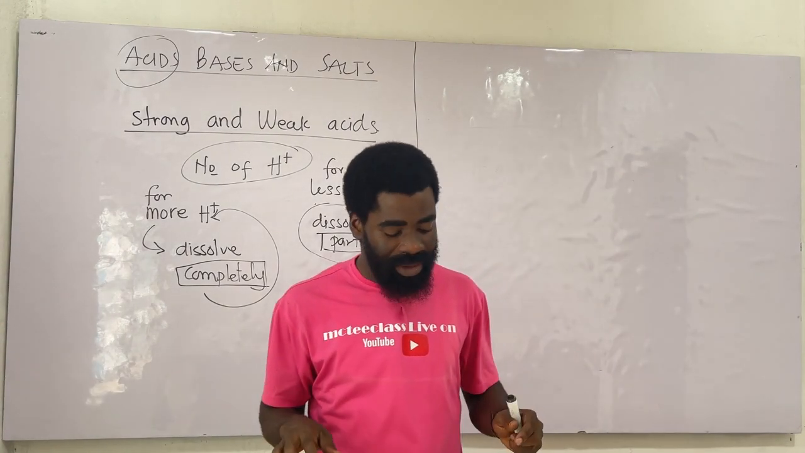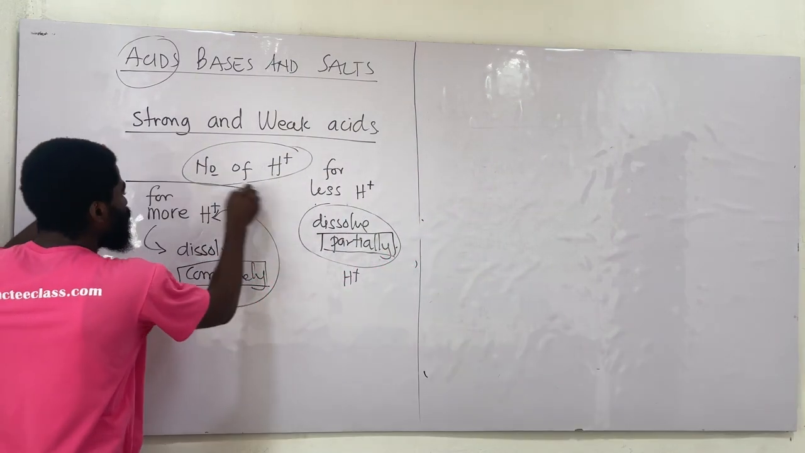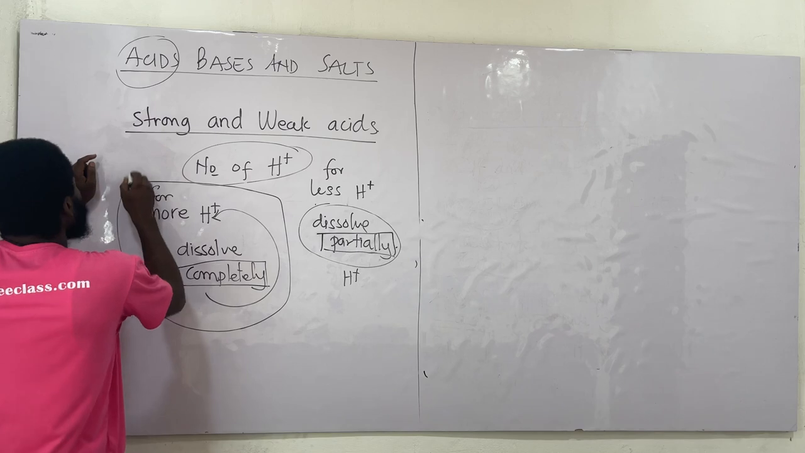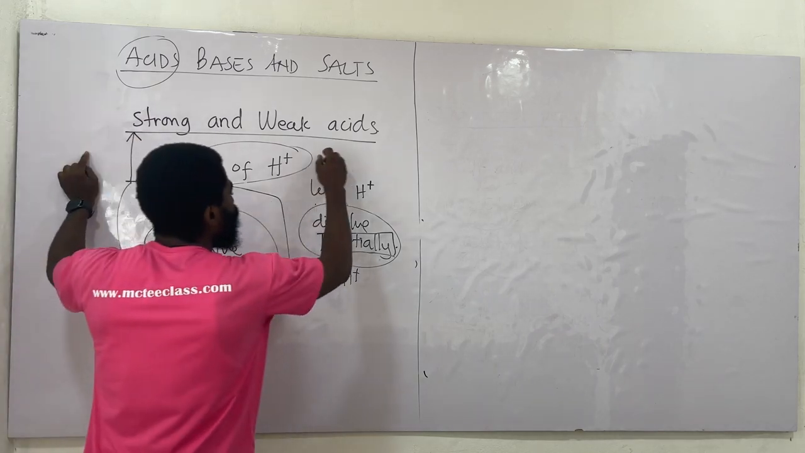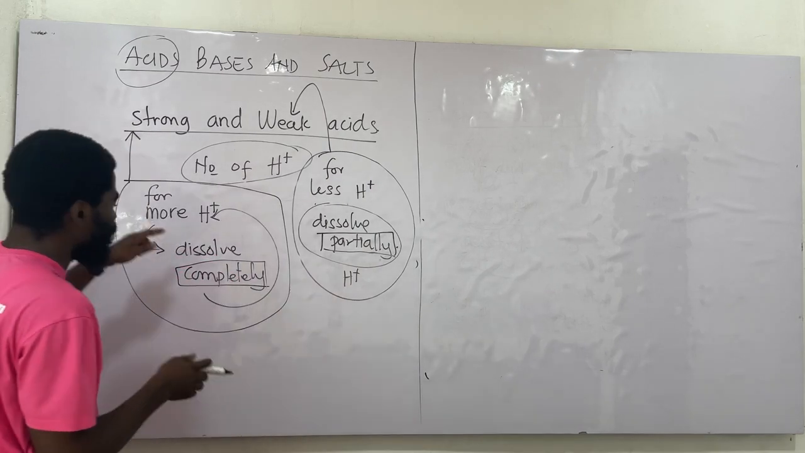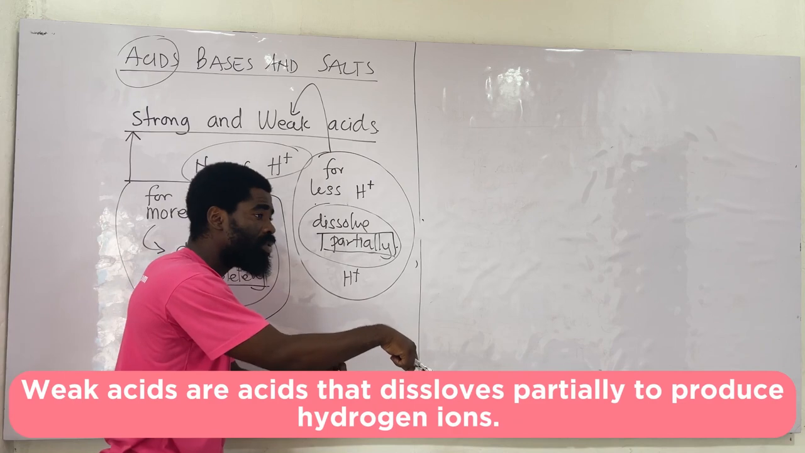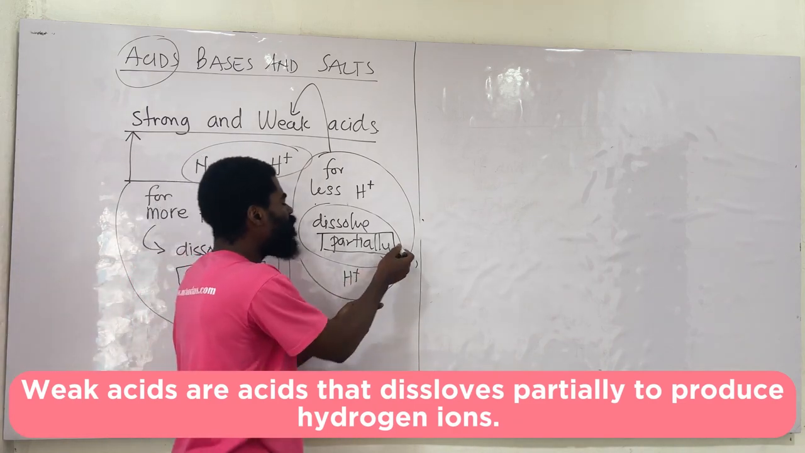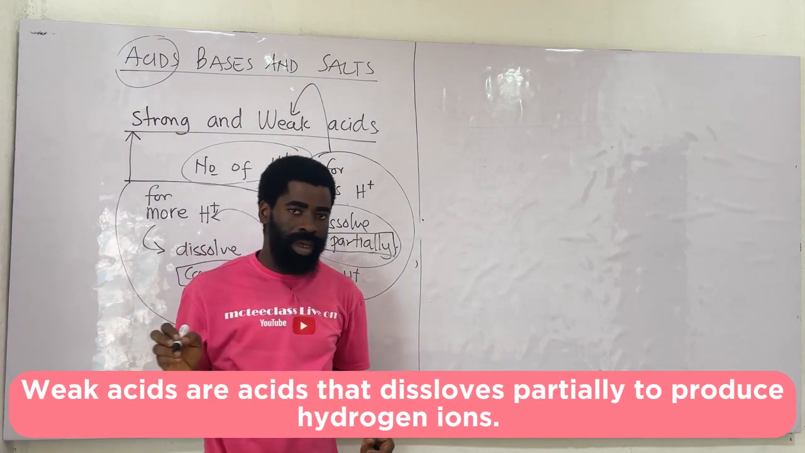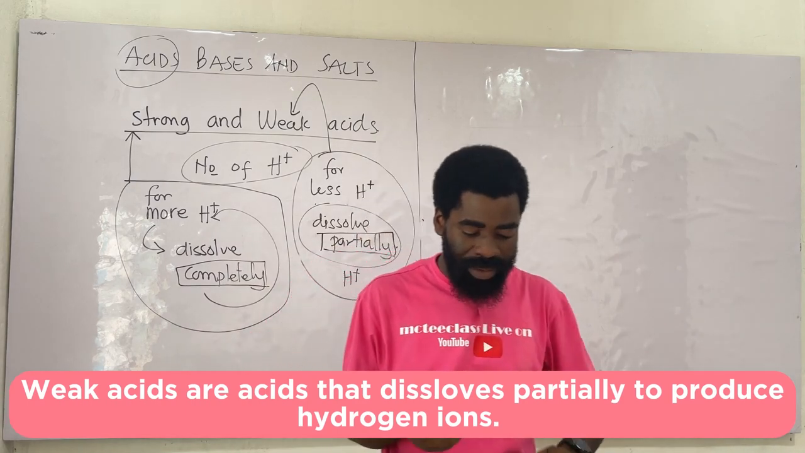So that is about strong and weak acids. I've defined strong acids. All the things in one box will give me the strong acid, and all those here will give me the weak acid. So what are weak acids? Weak acids are acids that dissolve partially in solution to produce the H+ ions.